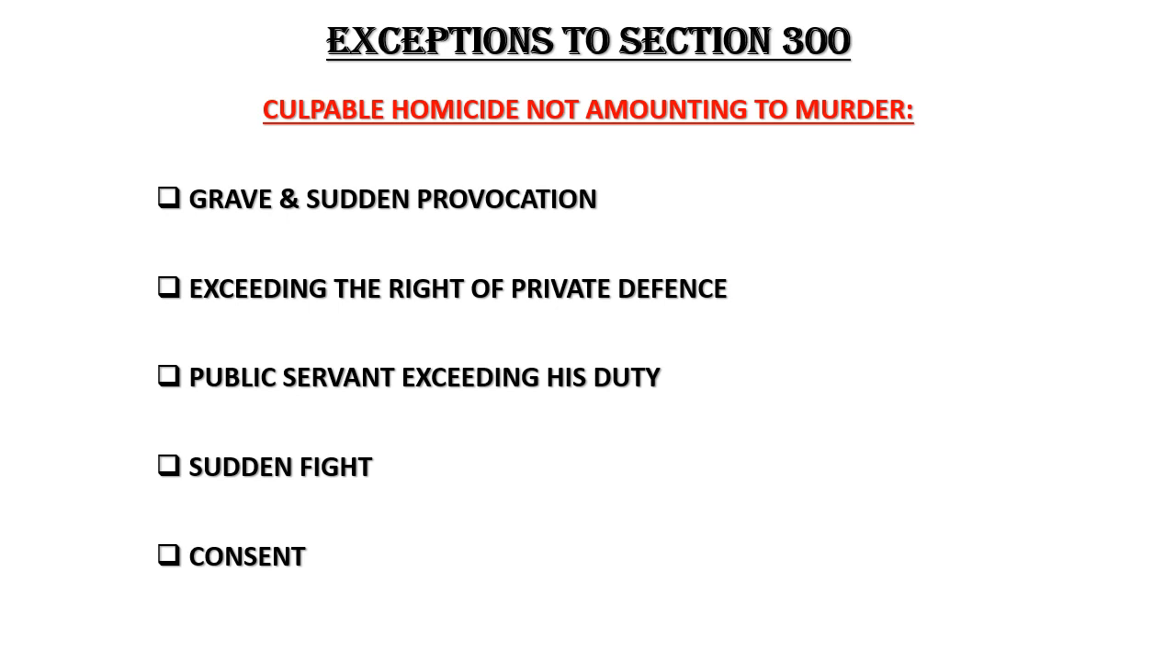The last and final exception of Section 300 is consensual death or consent. Now, if the person is above 18 years of age and he gives consent to his death, the person who causes the death of such a consenting adult is not held liable for murder but for culpable homicide not amounting to murder. This also suggests that consensual death or mercy killing has not been recognized in our Indian laws, and there are charges for this also.